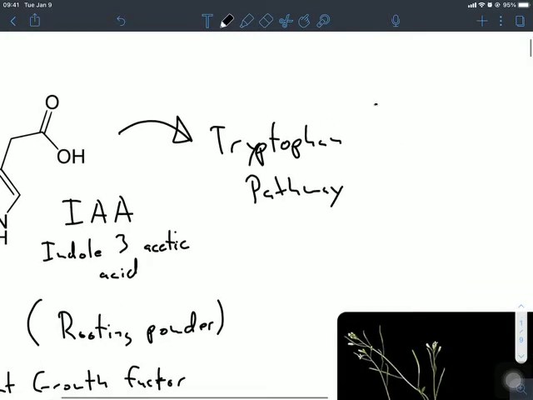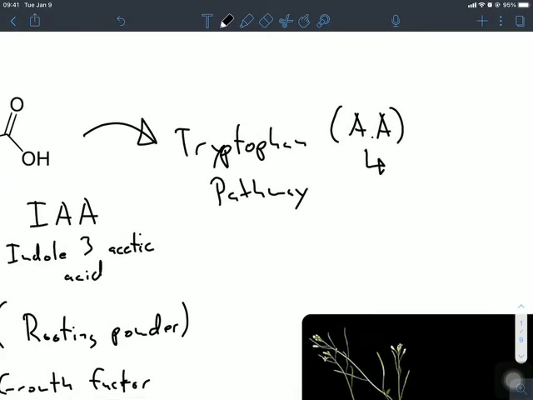Tryptophan is an amino acid, which fundamentally is a building block for proteins. And that means that history from being an amino acid has a very distinct impact on the trafficking of auxin. Means that it's water soluble, and means that it should be fairly readily available. Tryptophan is a common amino acid, so you're going to find a lot of it.